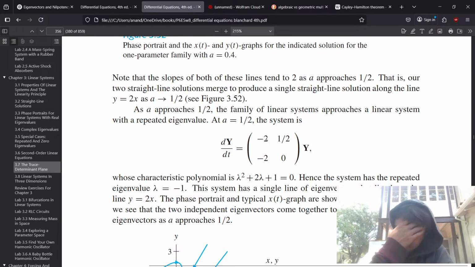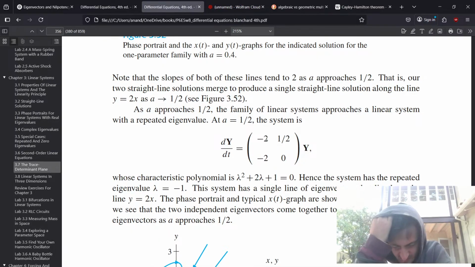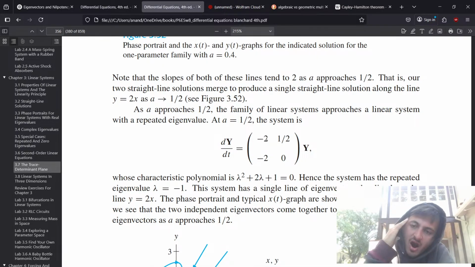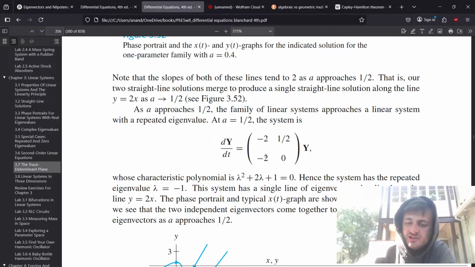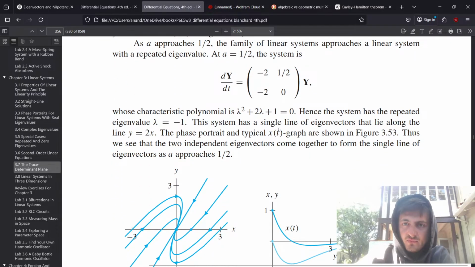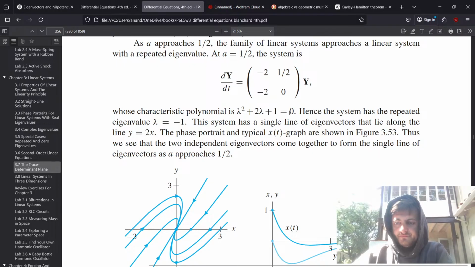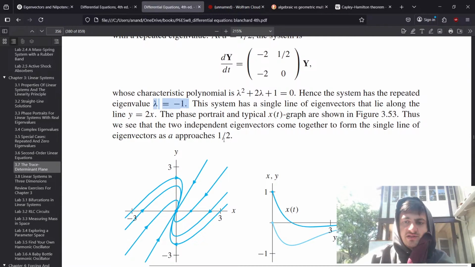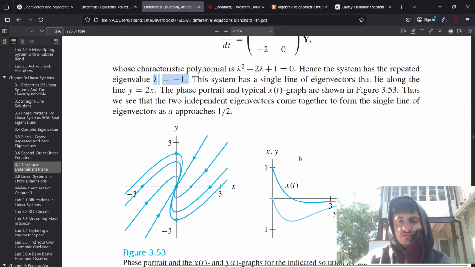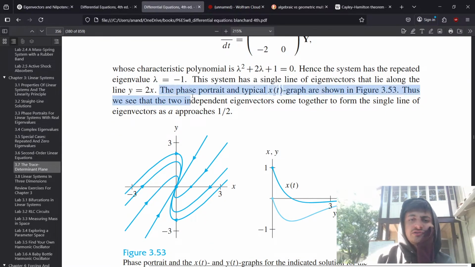Because we're going to get t squared is 4, and we get 4 times 1 is 4. So then t squared equals 4d. Eigenvalue repeated. This system has a single line of eigenvectors that lie along the line y equals 2x.